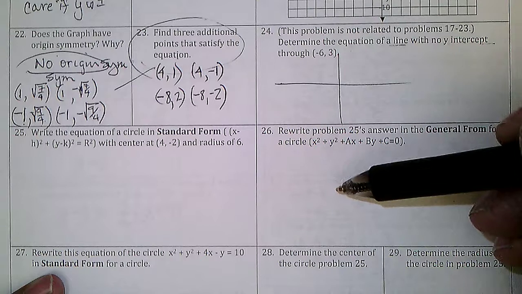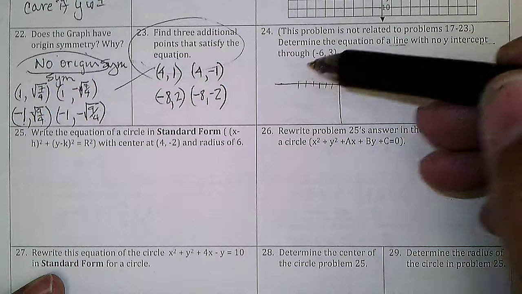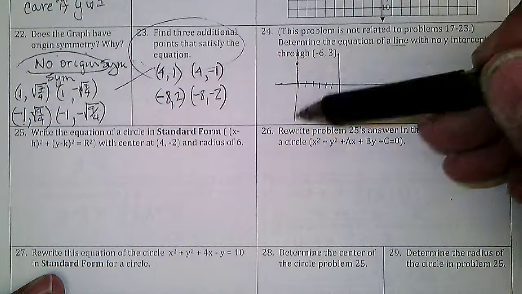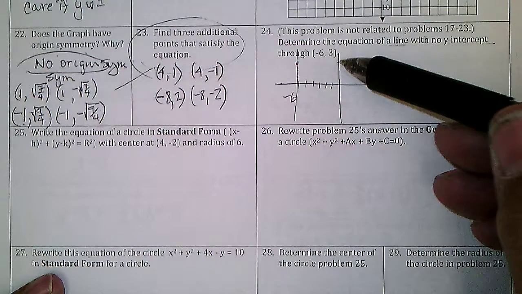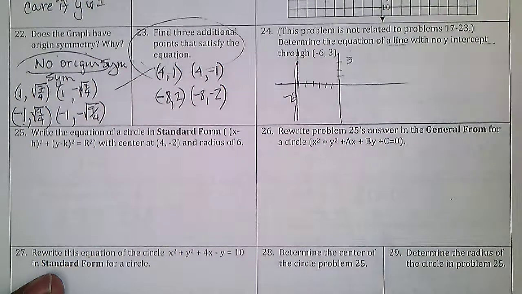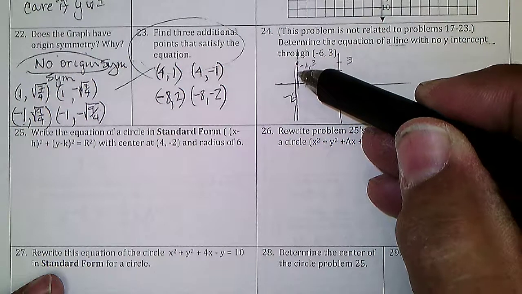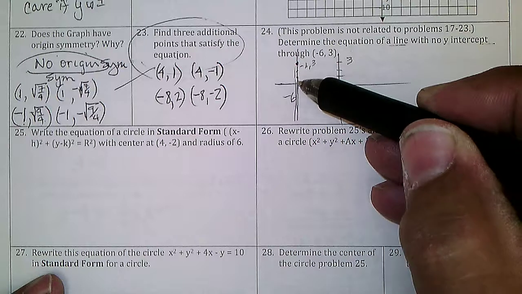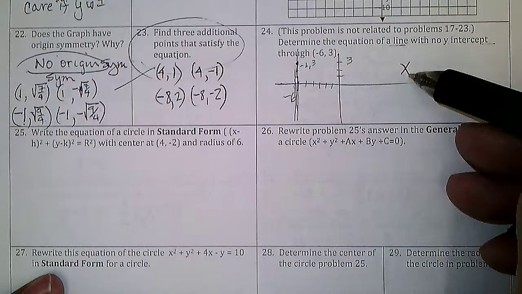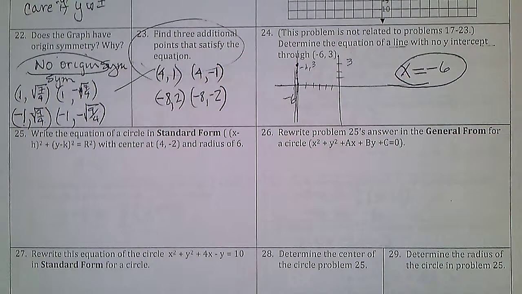It's going to have to go straight up and down through -6, 3, which is there. So it would be a line that looks like this. And the equation of a vertical line is, well, let's see, this point is -6, 3. This one is -6, 2, -6, 1, -6, 0, -6, -1. It's always -6 in the x. And so we write something that says the x is always -6.